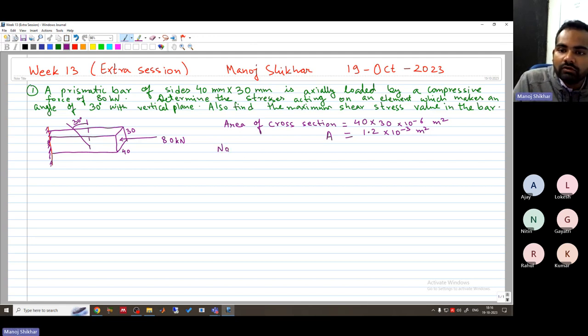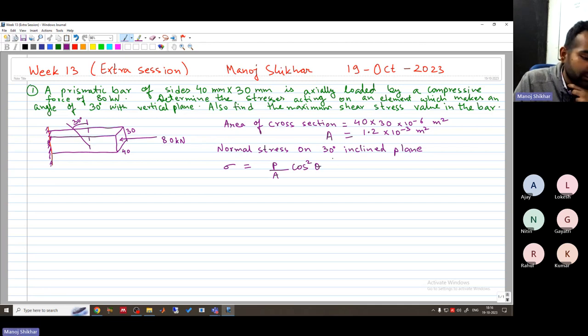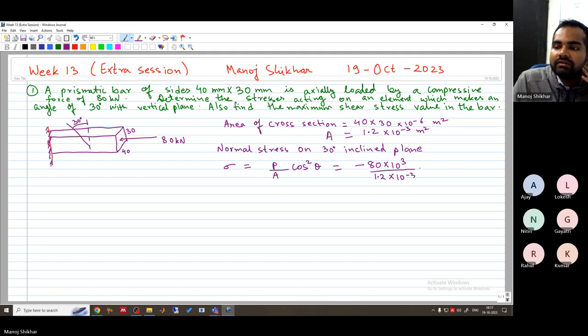Now normal stress on 30° inclined plane. Okay. So we can directly use the formula sigma equal to P by A cos square theta here. And the value of theta is 30°. So P is minus 80 into 10 power 3 Newton divided by 1.2 into 10 power minus 3 into cos square 30.